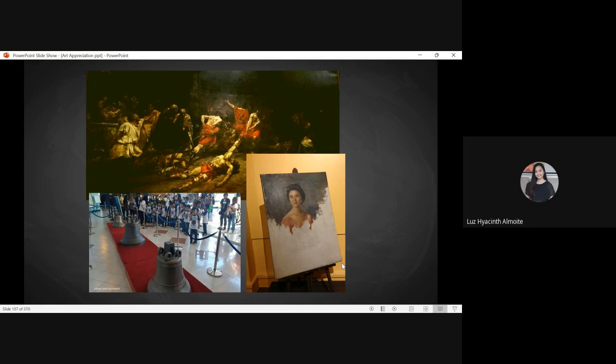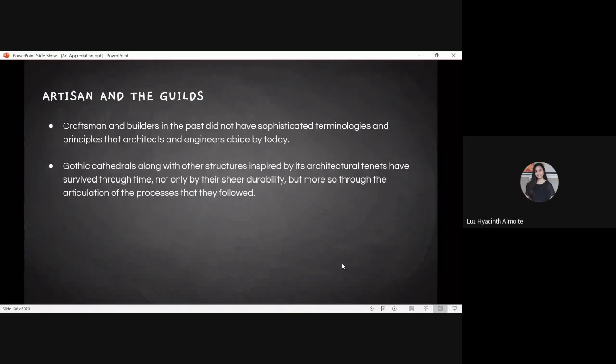So, what are their inspirations, the artists' reasons why they come up with these? Consider the Gothic cathedrals and other megastructures that were built, like this one, all over Europe during the Middle Ages. Craftsmen and builders in the past did not have the sophisticated terminologies and principles that architects and engineers abide by today. Yet they fulfilled overlapping roles such as the draftsman, architect, engineer, and even the builder. These roles all contributed to form beautiful cathedrals.